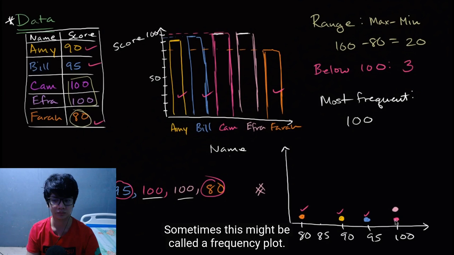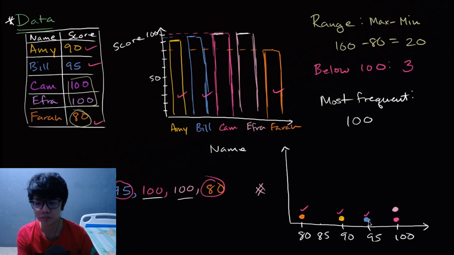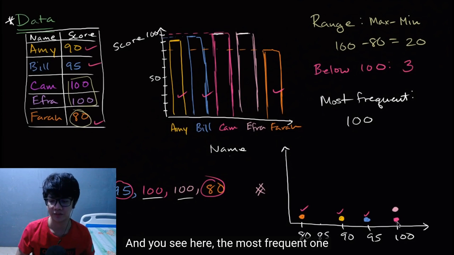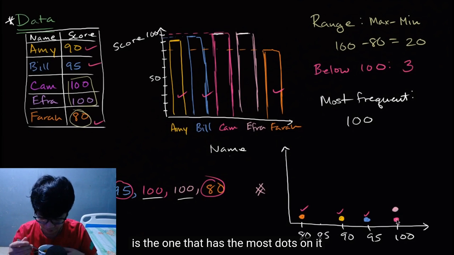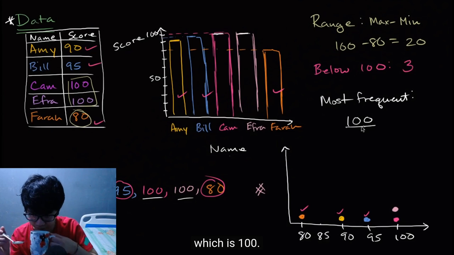And here is probably the clearest if you're looking at frequency. Sometimes this might be called a frequency plot. And you see here the most frequent one is the one that has the most dots on it, which is 100.